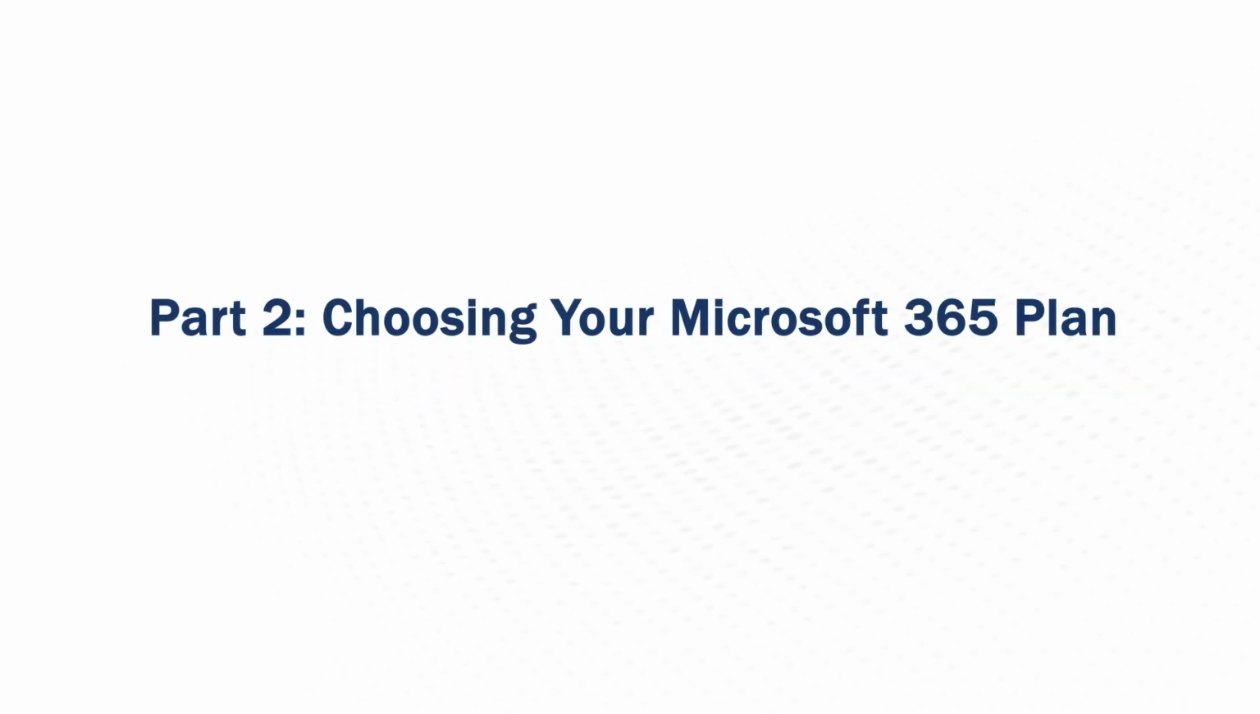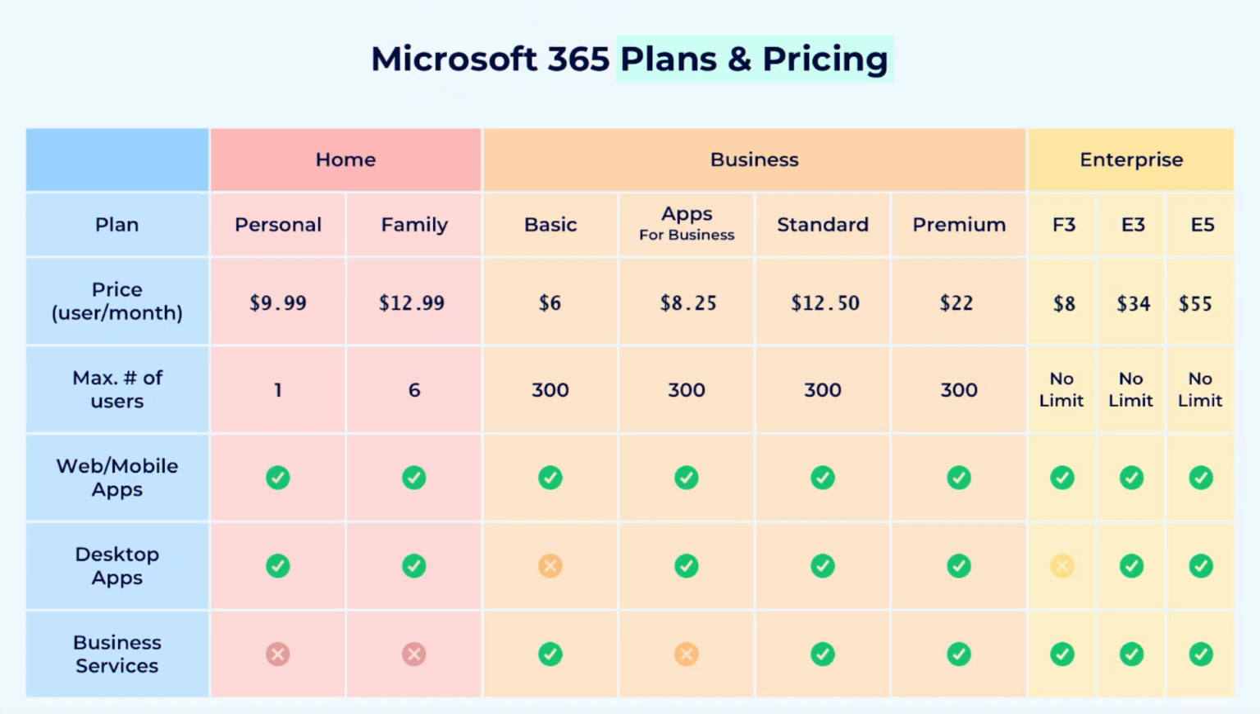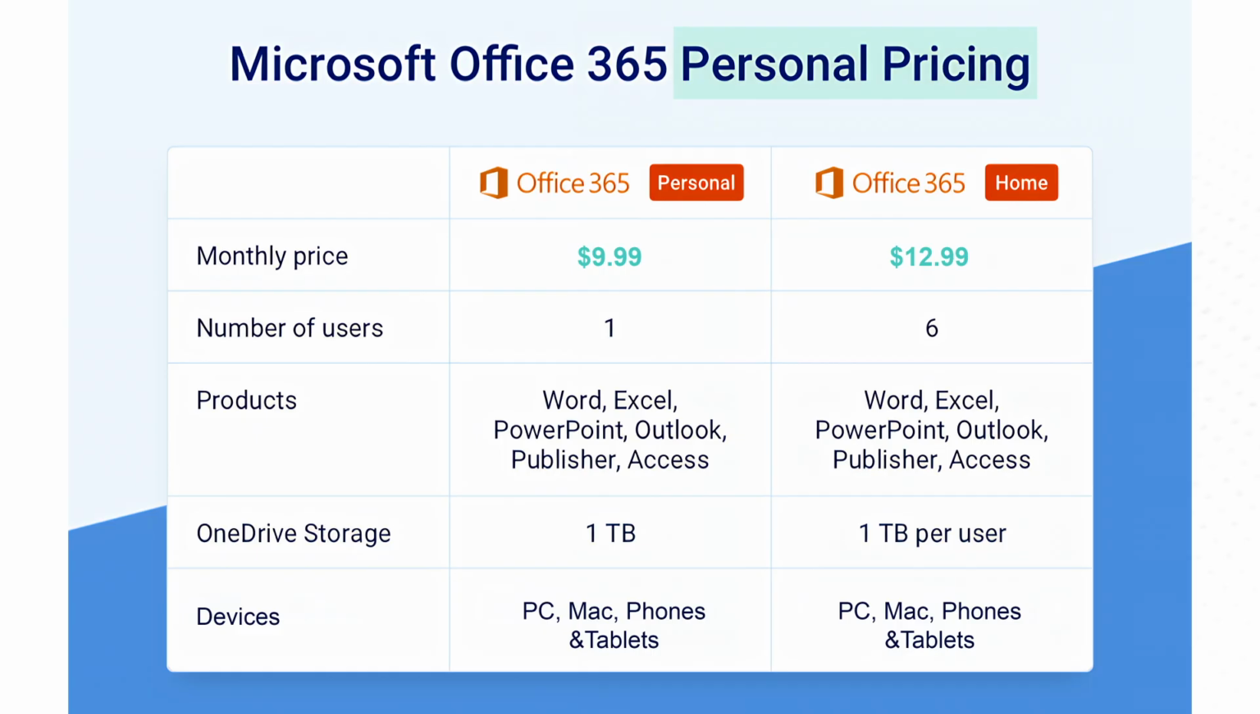Part 2. Choosing the Microsoft 365 plan. Microsoft 365 has plans for everyone, on Windows or Mac. Let's find yours. Microsoft 365 Personal, perfect for one person. You get premium Office apps, 1 TB of OneDrive cloud storage, and can use it on multiple devices: PCs, Macs, phones, and tablets.